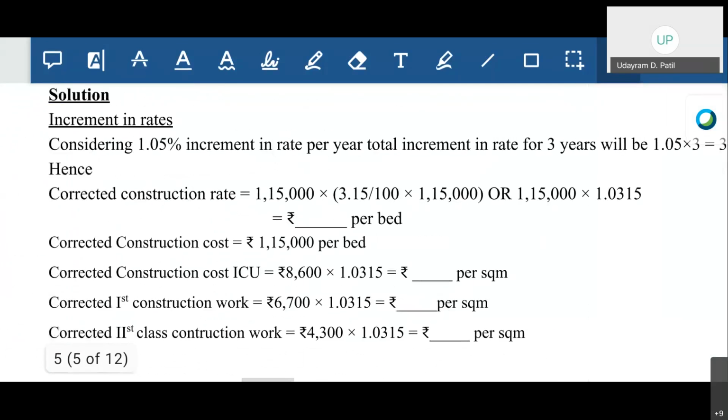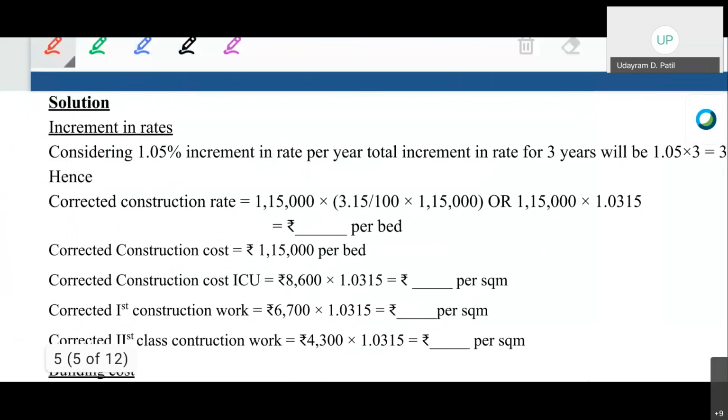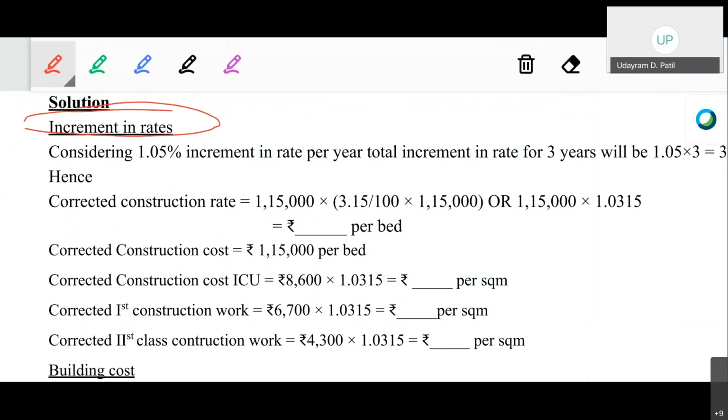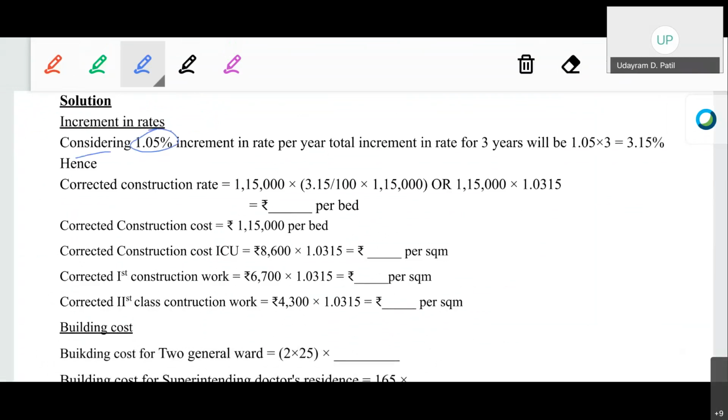So first step, increment in rates. Now, considering the 1.5% increment as given in the particular example in rate per year, total increment in 3 years will be 1.05 multiplied by 3, that is 3.15 percentage. Okay, remember that we are not considering the compound interest here.